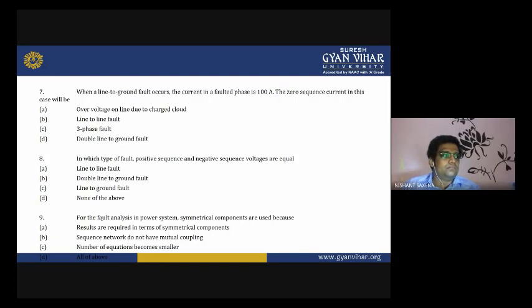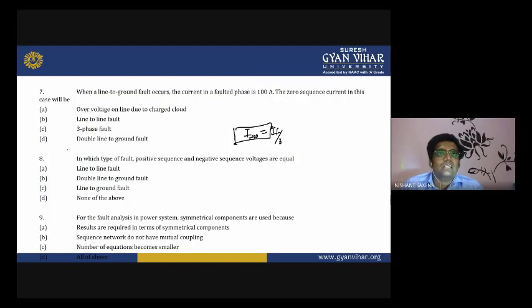Now, when a line to ground fault occurs, the current in the faulted phase is 100 amperes. The zero sequence circuit current in this case will be what? The line to ground fault current is given. The zero sequence current has been asked. It is very easy. That is your Ia0 is equal to what? Remember the equation which I have told you. It is in terms of 3. It is equal to If upon 3.